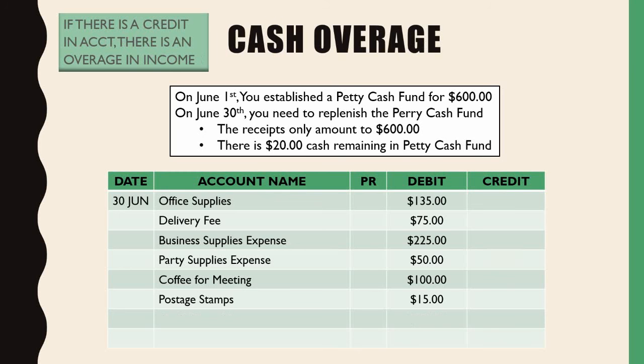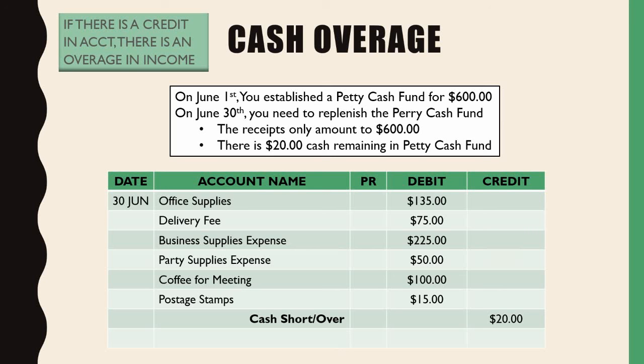Okay. Cash overage. Same scenario except this time, right? On June 1st, we still established our petty cash at $600. However, on June 30th, we had a total of $600 in receipts, and you had a remainder of $20 in your petty cash. Okay? Now, in this case, that's weird. I just spent $600 of cash, and I still have $20 left in my petty cash drawer. So I'm going to recognize that there's a cash overage, right? You have too much money now. You have $620 in the petty cash drawer when you shouldn't. You should have only $600.